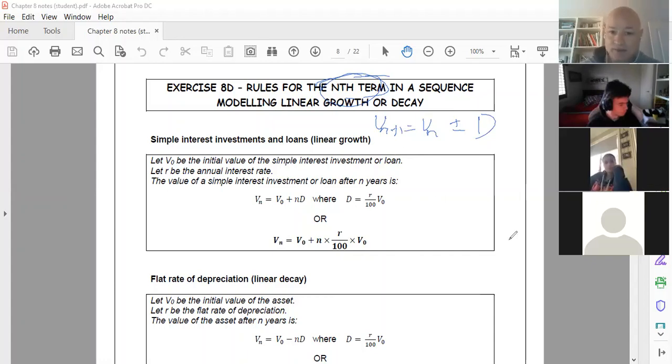Okay. We've still got v of 0. That's still the initial investment, and we're going to put it in there. We have an interest rate, and then we've got our rules. I'm going to show you how to do these rules again. I'm not going to use these rules. I'm just going to make you think about it. Okay, let me just clear this.